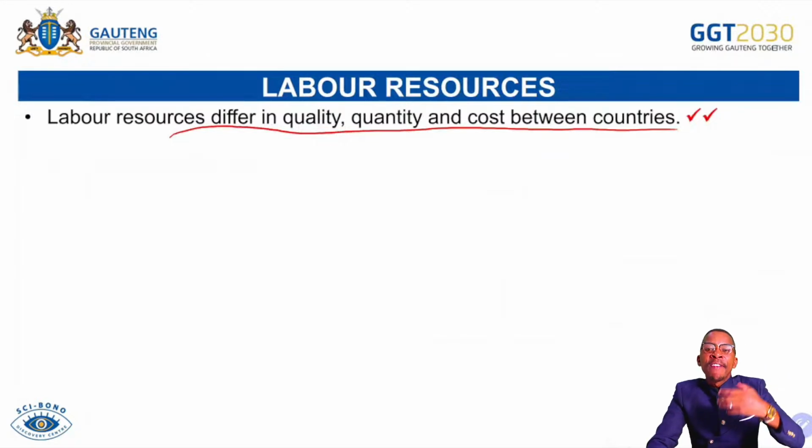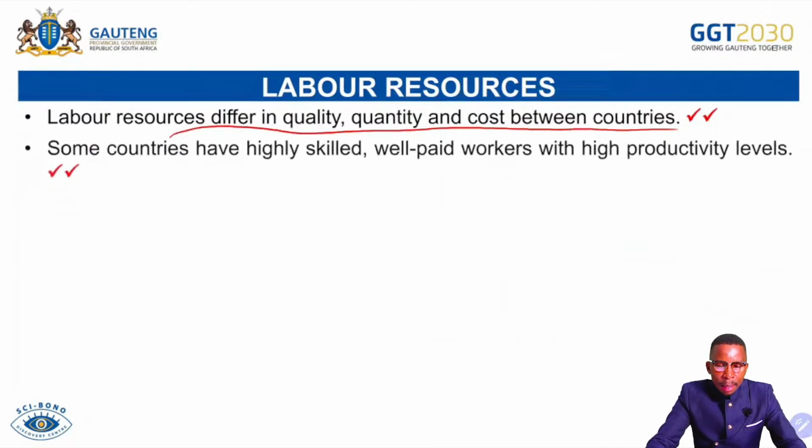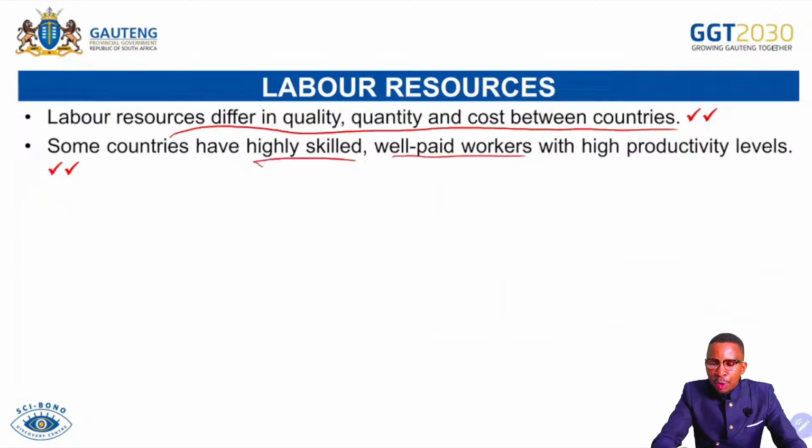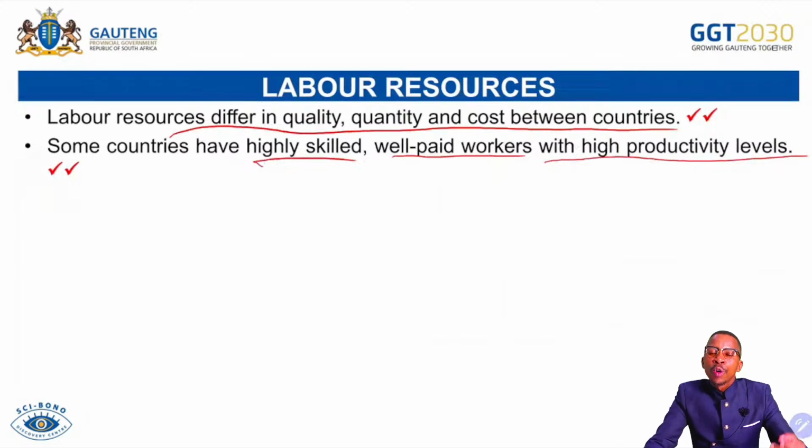That gives them an advantage to have the surplus production, which allows them to supply the global market with those goods and services. Some countries have highly skilled and well-paid workers with high levels of productivity. We know that those developed countries pay their workers very well as a motivation for them to produce good quality and at the right quantity, so that they will always have the surplus goods available, which is known as an excess supply.